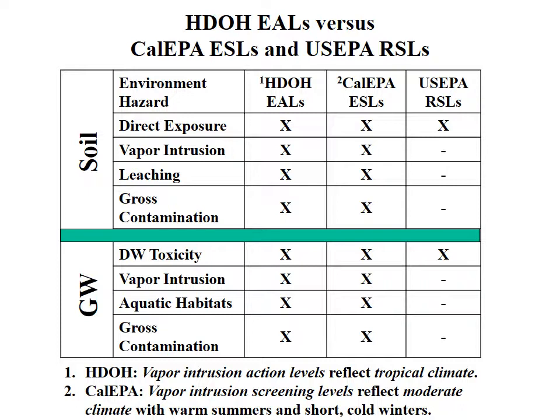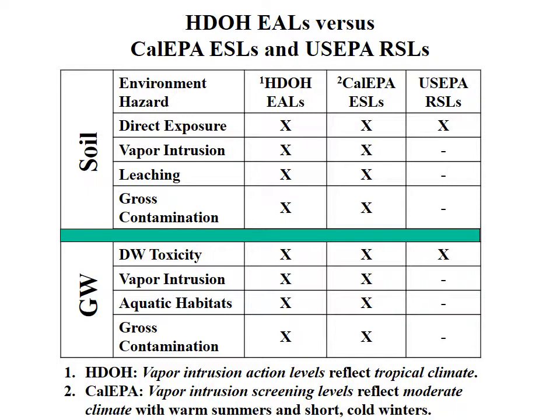US EPA regional screening levels, they only address toxicity. They only address direct exposure for soil. They don't address vapor intrusion, leaching, gross contamination, any other concerns you might have. They have to be addressed separately. Same thing for groundwater. The tap water RSLs published by EPA, again, they're just screening levels. They're not promulgated standards, required use. They only address drinking water toxicity. They don't address vapor intrusion, discharge to aquatic habitats, gross contamination, anything else.